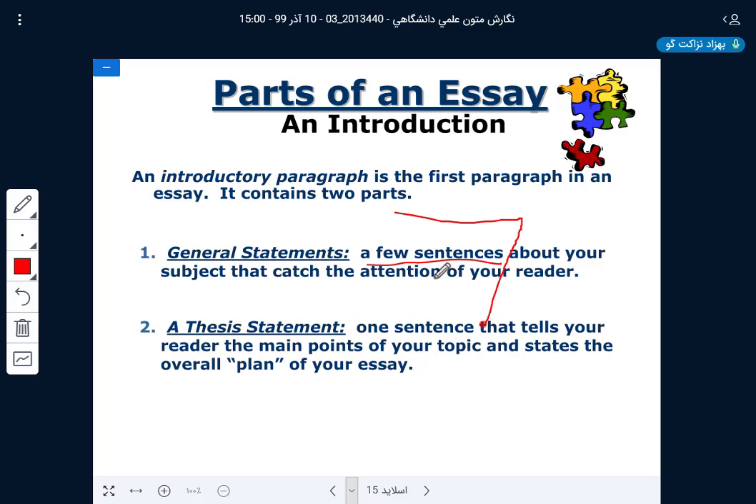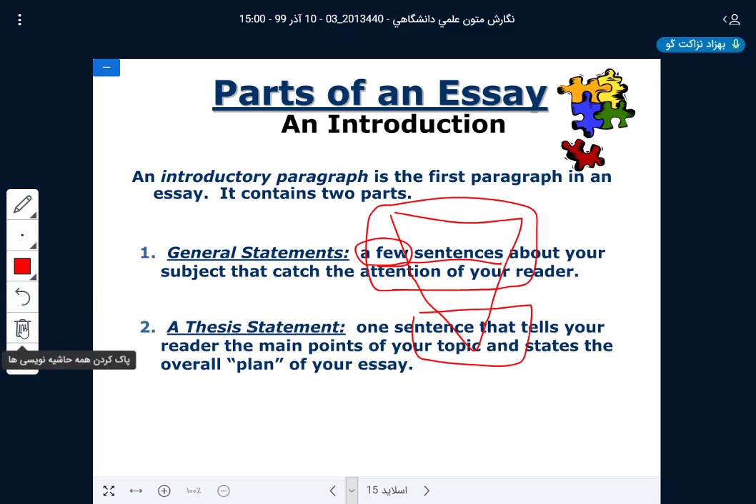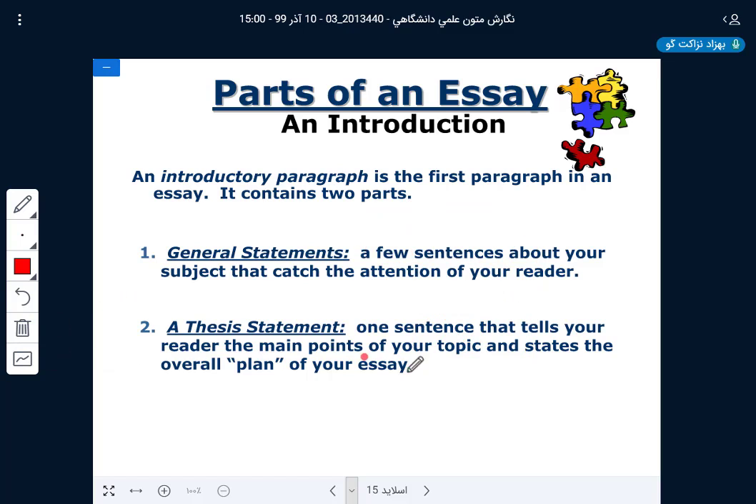Then we need some context and background information to something specific which comes in the thesis statement. And that is why this part requires a few sentences. A few sentences here. We start from something known and we end with something specific. Go on, please.